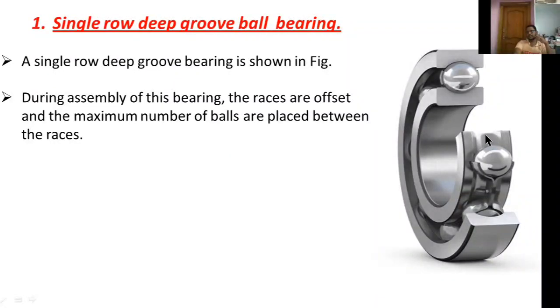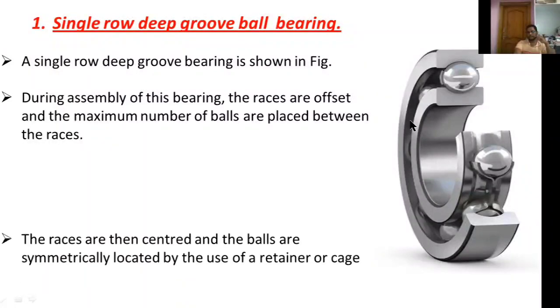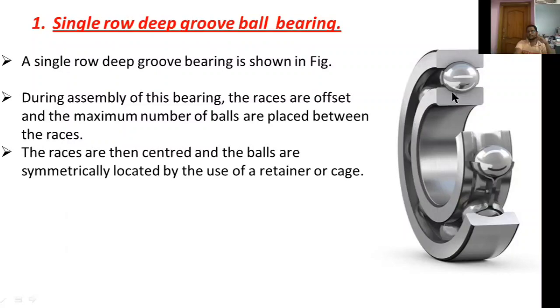You can observe here, this is the inner race and this one is the outer race. During assembly of this bearing, the races are offset and the maximum number of balls are placed between the inner race and outer race. And the races are then centered and the balls are symmetrically located by the use of a retainer. This one is the retainer or cage.